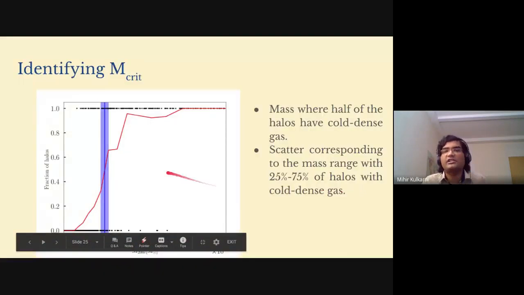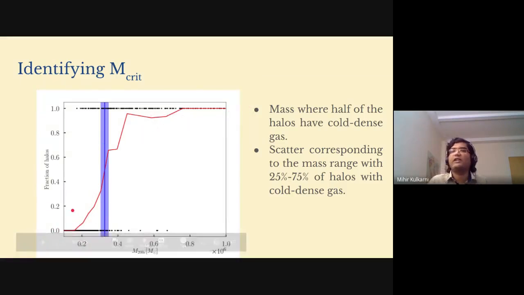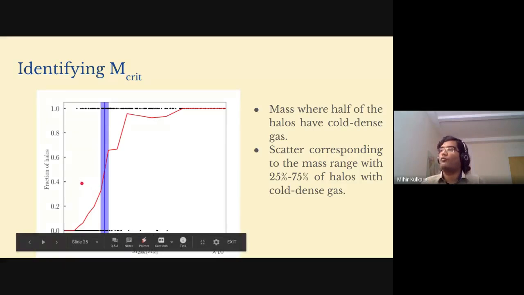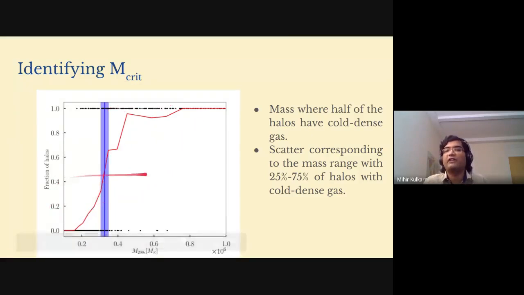This is a way to identify the critical mass. At a given redshift, the x-axis shows the halo mass, and the red line shows the fraction of halos at that mass that have cold and dense gas that would form first stars. I mentioned that halos more massive than the critical mass form first stars, and halos with lower mass do not. But we can see that it's not a sharp transition; instead there's a significant scatter.